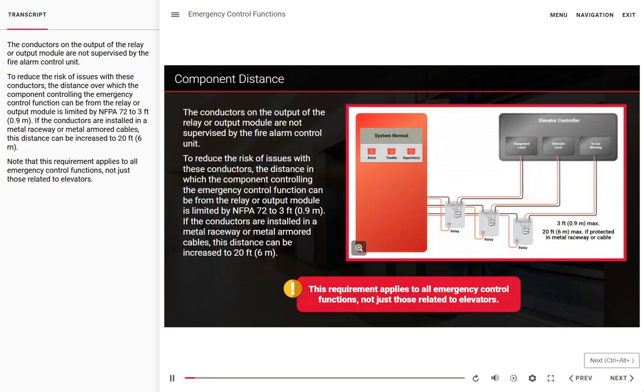The conductors on the output of the relay or output module are not supervised by the fire alarm control unit. To reduce the risk of issues with these conductors, the distance over which the component controlling the emergency control function can be from the relay or output module is limited by NFPA 72 to 3 feet, or 0.9 meters. If the conductors are installed in a metal raceway or metal armor cables, this distance can be increased to 20 feet, or 6 meters. Note that this requirement applies to all emergency control functions, not just those related to elevators.